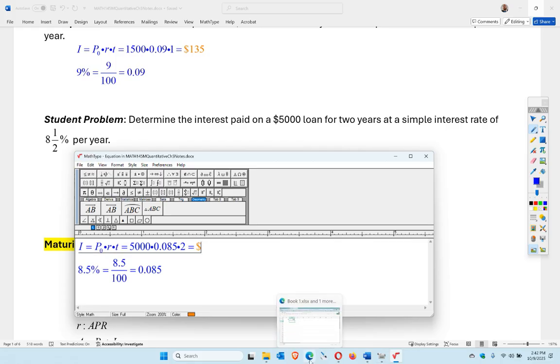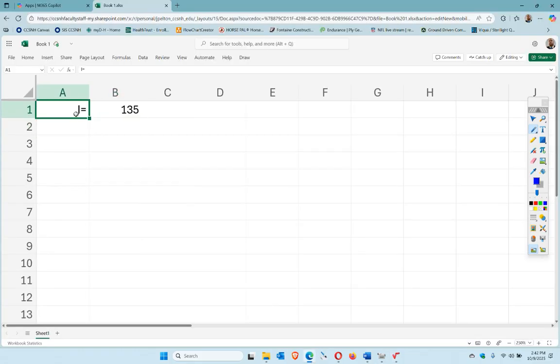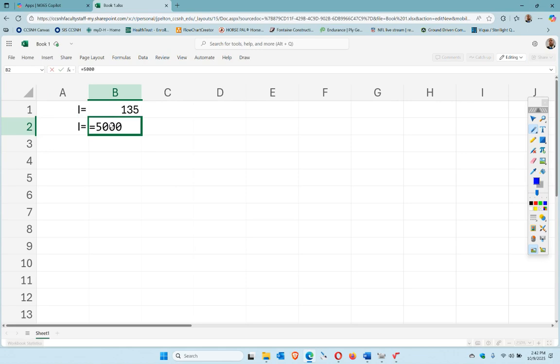Okay, so let's go to our spreadsheet. I'll copy the I equals. All right, so 5,000, I put the equals first, so it'll equate the answer. 0.085 times 2, $850.